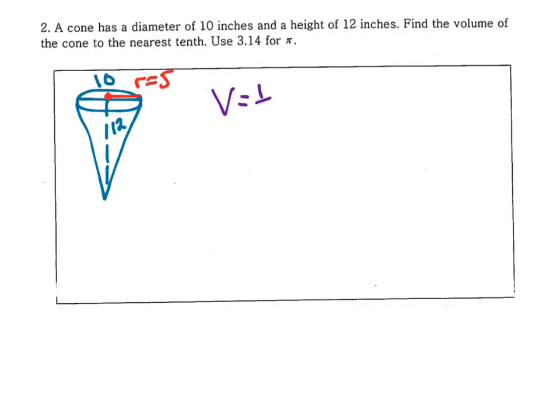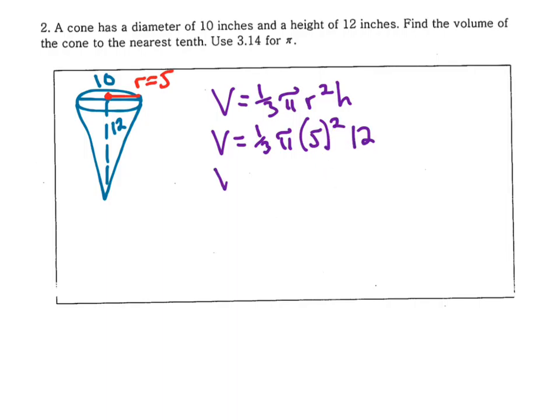All right, there's my formula. Volume equals 1/3 pi r squared times height. Plug in 5 for the radius, 12 for the height. I get volume equals 1/3 pi 5 squared times 12. I've got to do order of operations. It says I have to do an exponent before I do any multiplication and division. So 1/3 pi times 25 times 12.